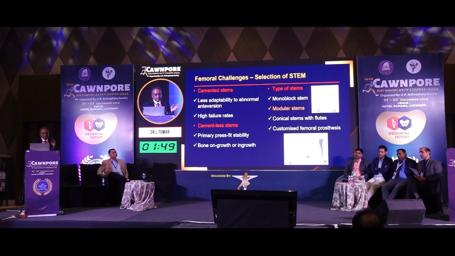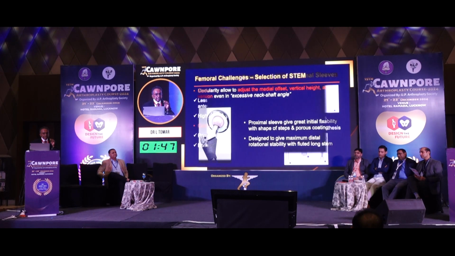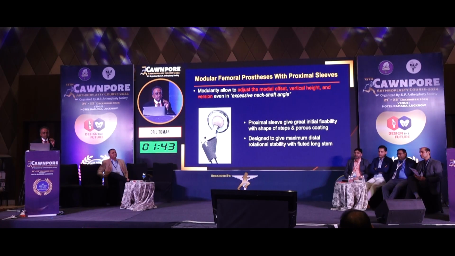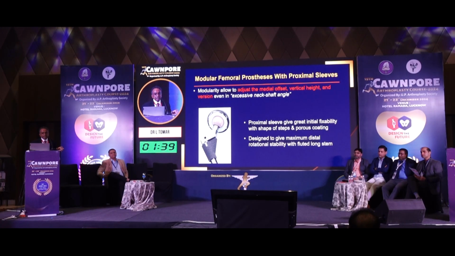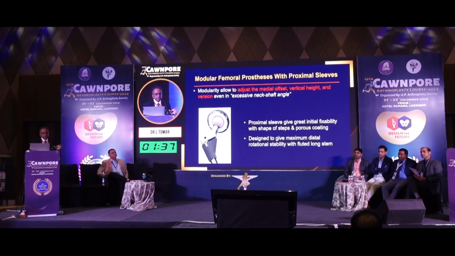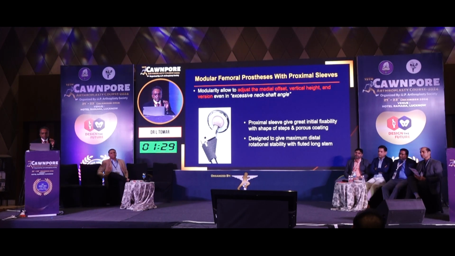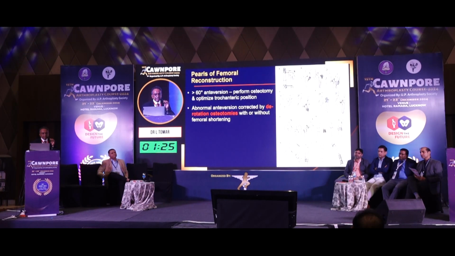So uncemented stems are preferred in this case, and for complex hips, there is the modular femoral prosthesis with proximal sleeves. This implant allows us to adjust the medial offset, vertical height and version even in excessive neck shaft angles, and the proximal sleeves give greater initial stability with the shape of steps and porous coating, and the stem is also fluted, giving greater stability. So these are the femoral reconstruction pearls.